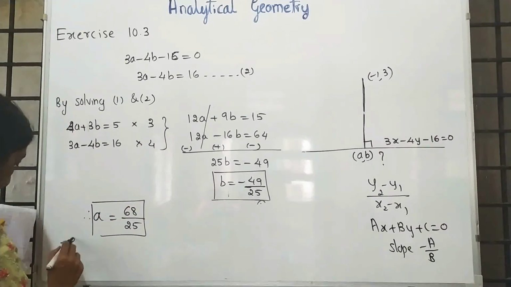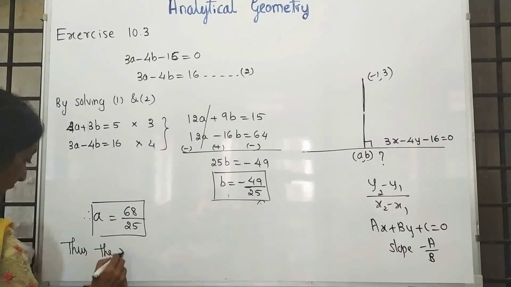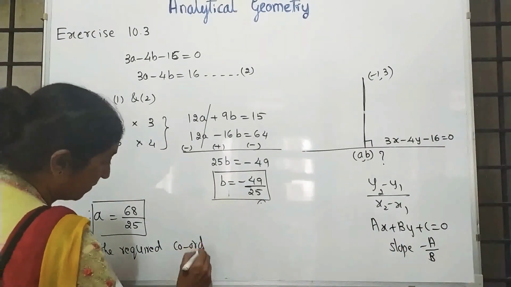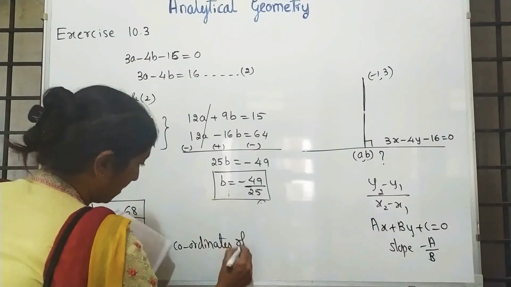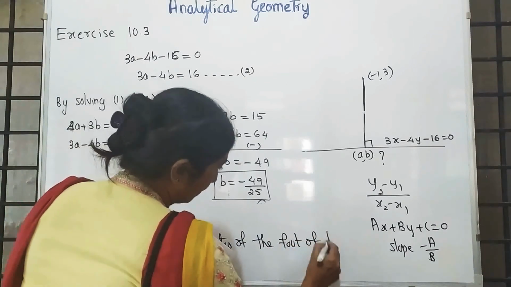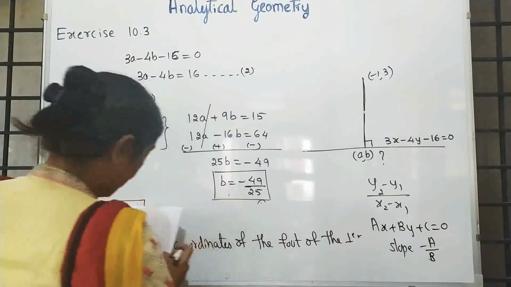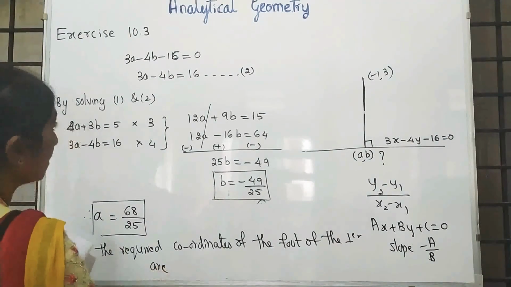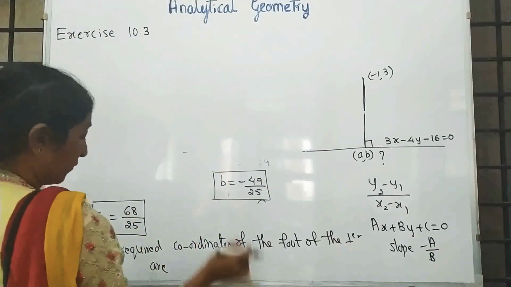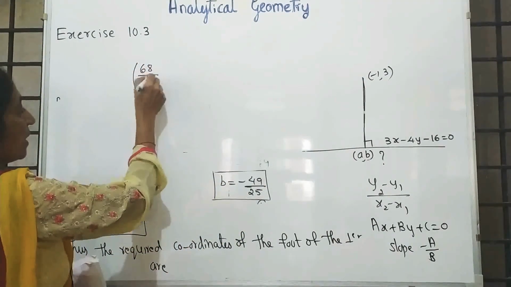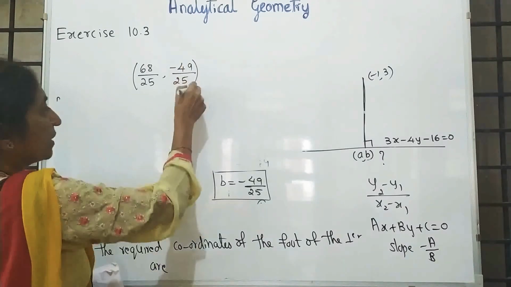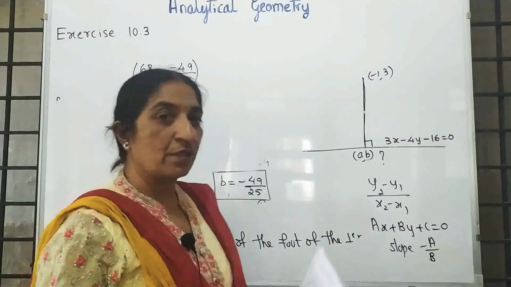Now write down: thus the required coordinates of the foot of the perpendicular are, write down the calculated values, a is 68 upon 25, and b is minus 49 upon 25. So in the next class I will continue with the next examples.